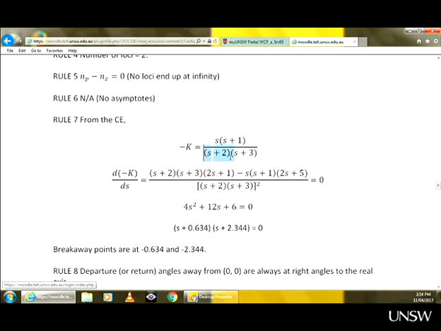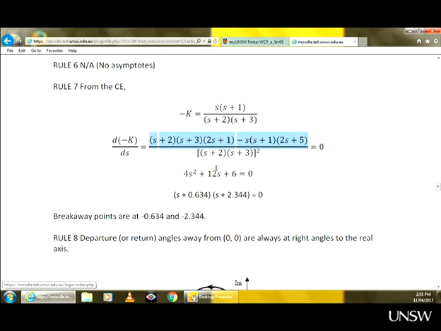So s squared will give you 2s. 2 plus 3 is 5, s will give you 5, and 2 times 3 is 6. The derivative of 6 will be 0. So you have 2s plus 5. You also divide by the denominator squared, but this part doesn't matter, because if this is equal to 0, you are solving this. So the numerator equal to 0. And when you expand, when you sort out, when you cancel what can be canceled, you will end up with this equation.